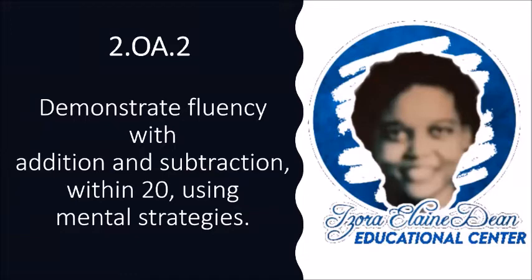Here is how you would read that standard. The first number indicates the grade level. So the grade level is second grade. The letters indicate the specific math domain. This particular domain is operations and algebraic thinking. The following number indicates the standard underneath that domain. So this is standard number 2 under the second grade math domain, operations and algebraic thinking.